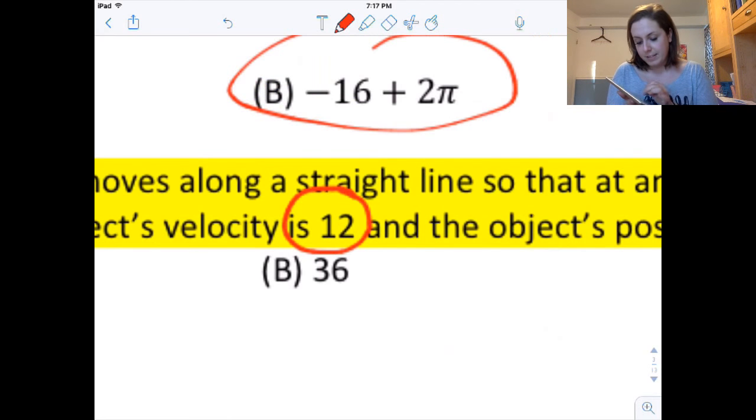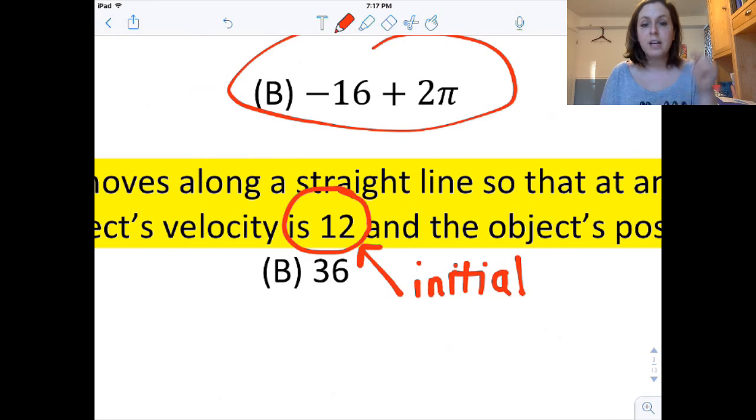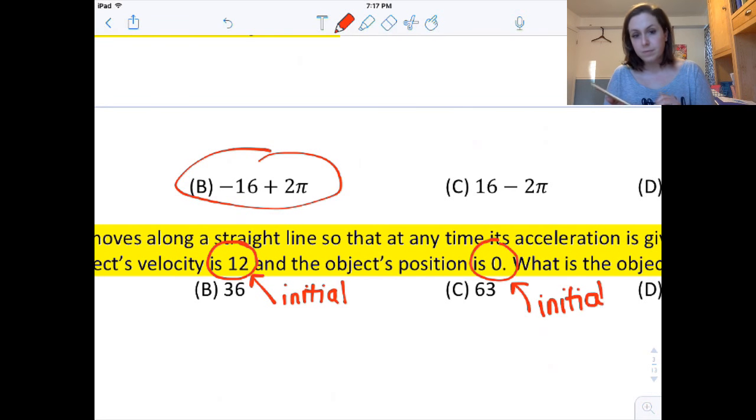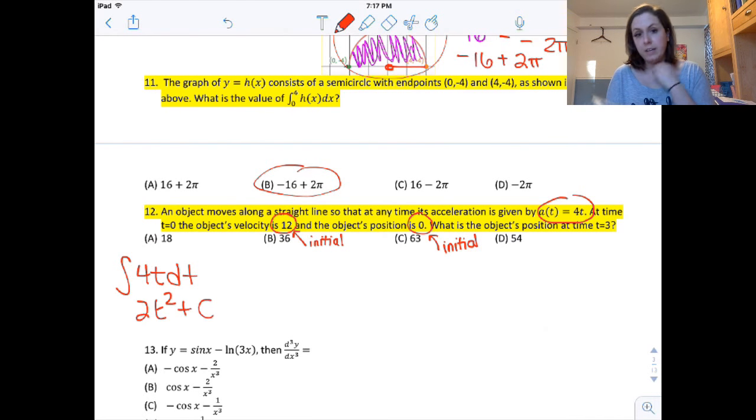So this is my initial velocity. If I integrate acceleration, that's going to give me my change in velocity. I will need to add in my initial. Then the object's position, this is my initial position. That's going to help me with that. So let's take a look at this. I'm going to integrate a of t first. The integral of 4t is going to be 2t squared plus c. So that is my velocity function.